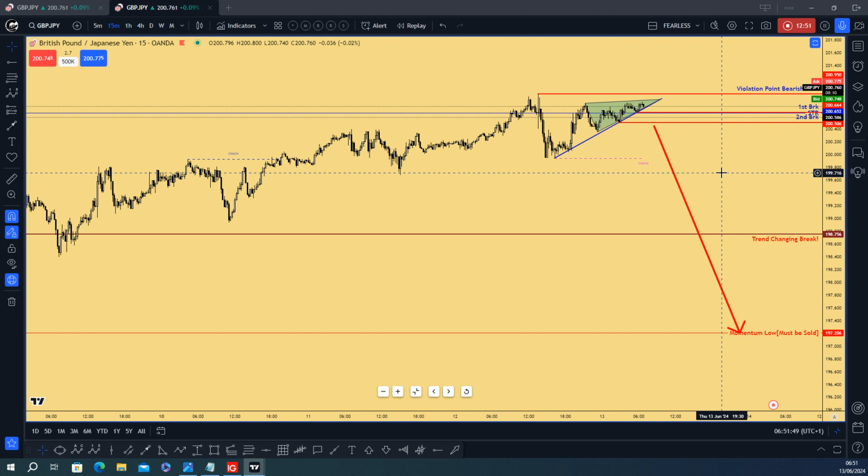So basically, this is my picture for the pound yen on 13th of June 2024.